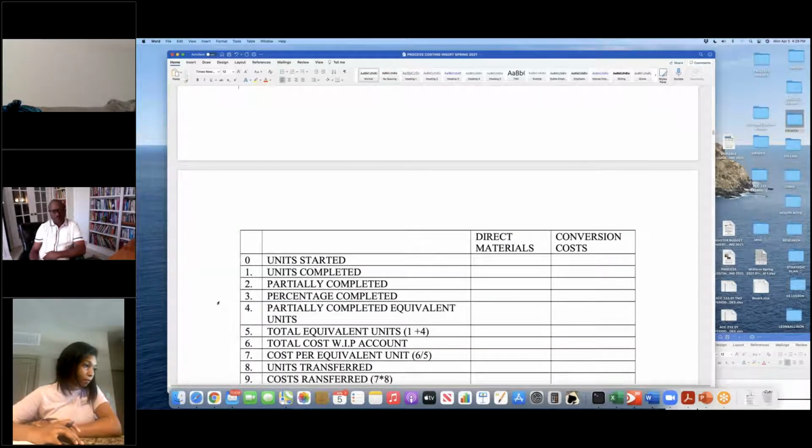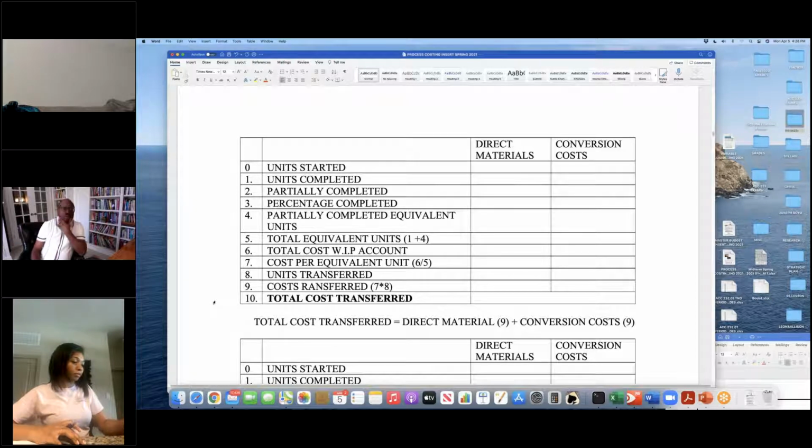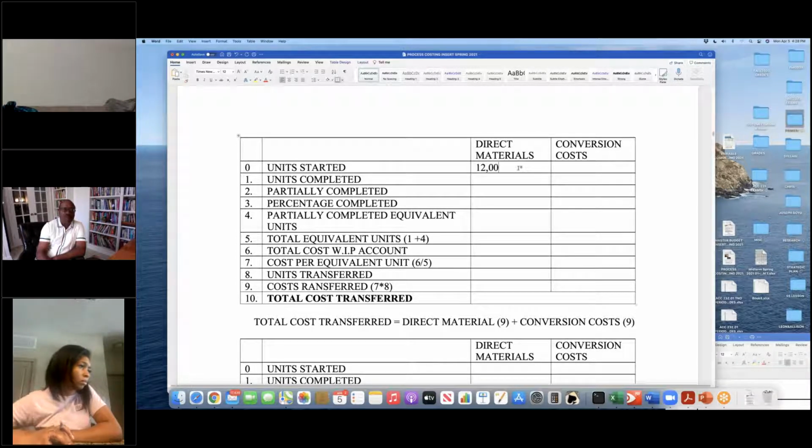So we have this table. With this table, we're going to look at how much cost we're going to transfer, and we separate direct material and the conversion cost. So we started 12,000 units and we completed 10,000 units. That means we have 2,000 partially complete.